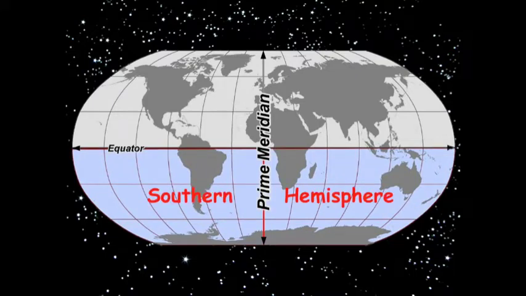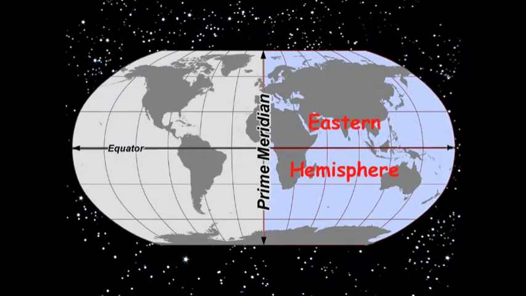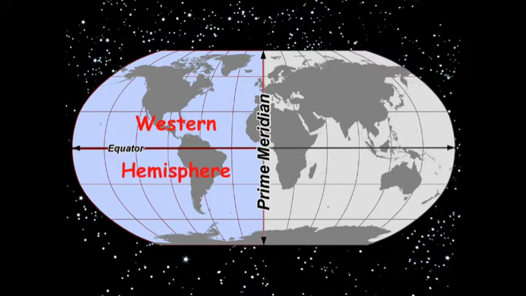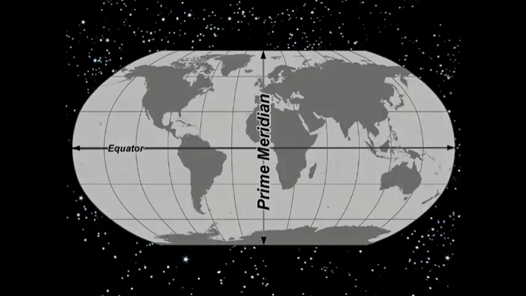Pretty easy stuff. If we look at the prime meridian and we move east of the prime meridian, we can see that that location can be known as the eastern hemisphere. And if you were to move west of the prime meridian, that location would be described as being in the western hemisphere. So again, a very easy way to describe your location on the Earth using coordinates that are very similar to the XY system.